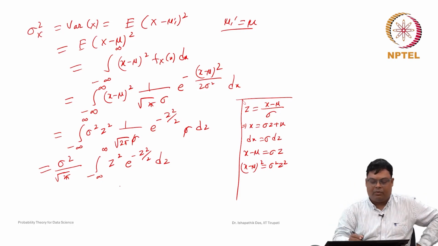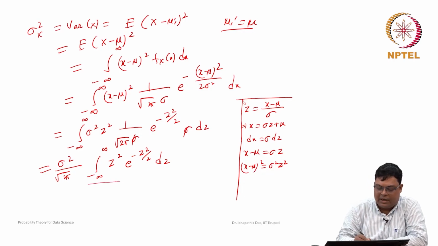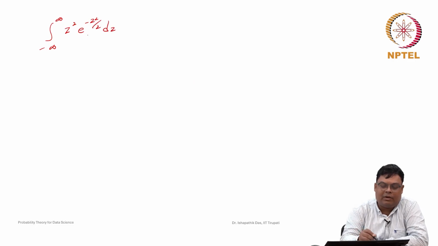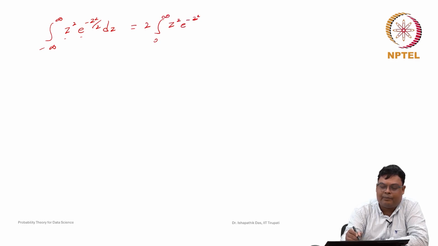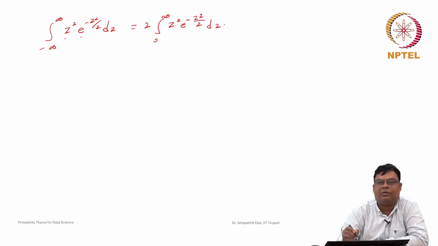Now, we want to find the value of this integral. What will be the value? Let us find out. The integral from minus infinity to plus infinity of z square e to the power of minus z square by 2 dz. You can see that this is an even function, and this is also an even function, so the multiplication is an even function. So this will be nothing but 2 into the integral from 0 to infinity of z square e to the power of minus z square by 2 dz.